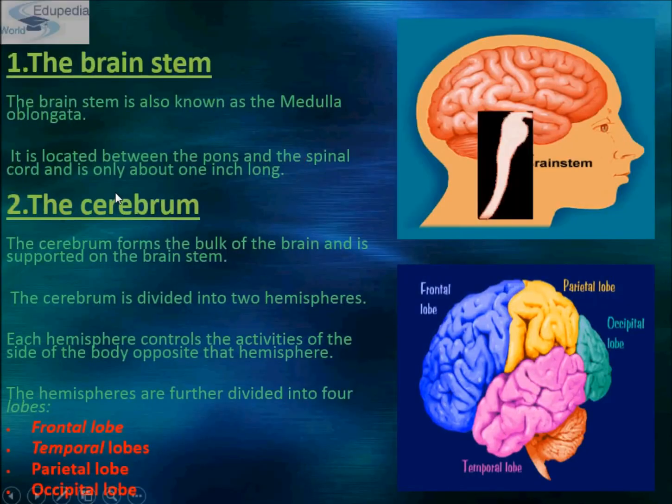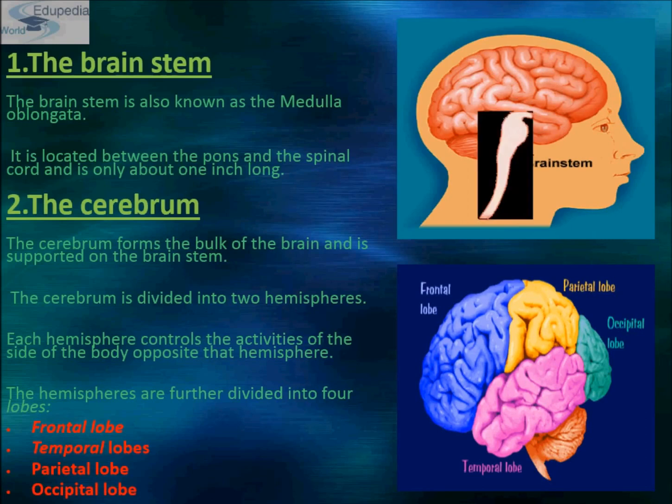Now we'll see the 4 divisions of the brain. First is the brain stem. Brain stem is also known as medulla oblongata. This one is the medulla oblongata. It is located between the pons and the spinal cord, and it is about 1 inch long. This is the pons and this is the spinal cord, so it is between the pons and the spinal cord, and it is about 1 inch long.